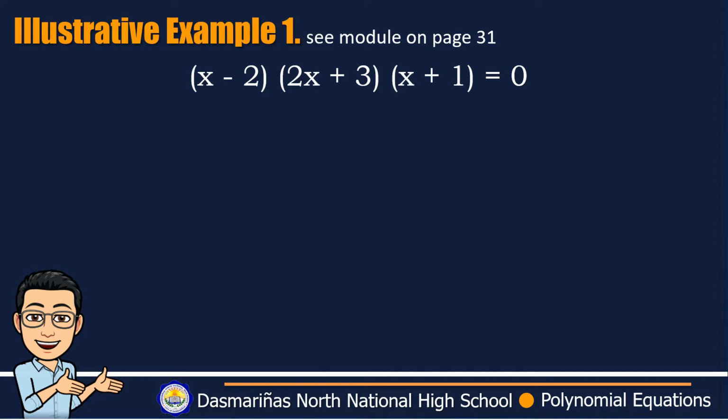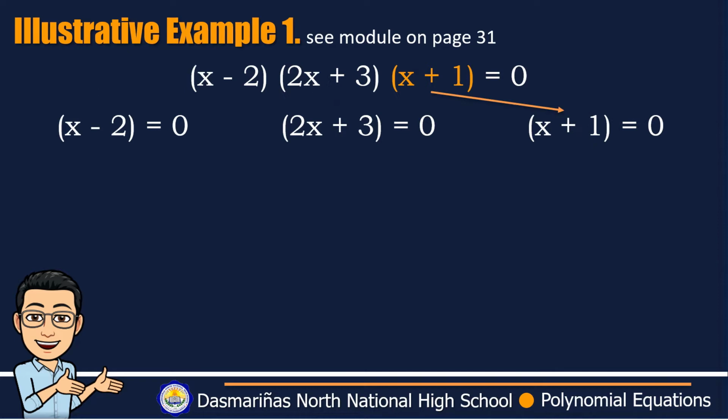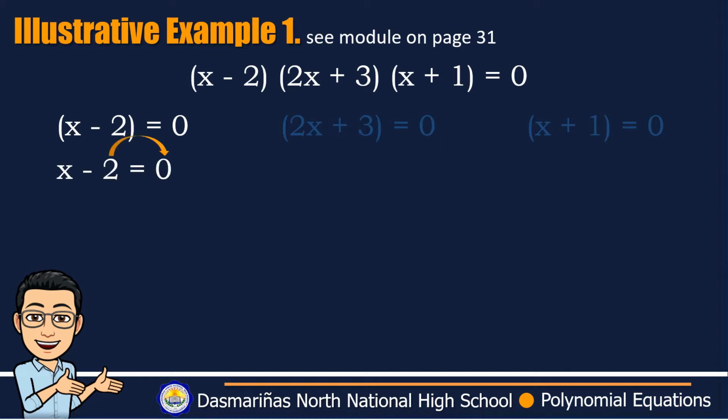Since the equation is presented as linear factors, using the zero product property, we have x minus 2 is 0, 2x plus 3 is 0, and x plus 1 is 0. Now let's solve each equation. X minus 2 is 0. Transpose negative 2 to the other side of the equation. Remember to change the sign. Then we have x is 2.